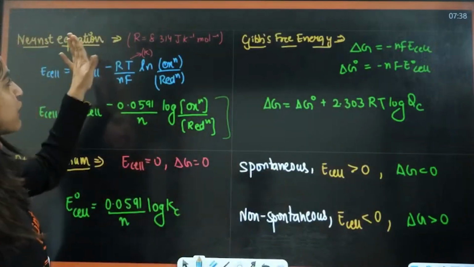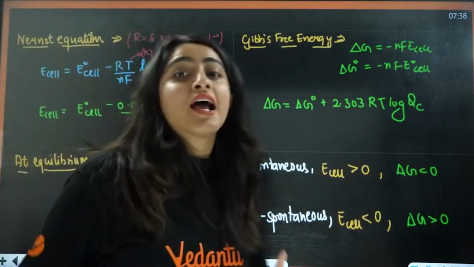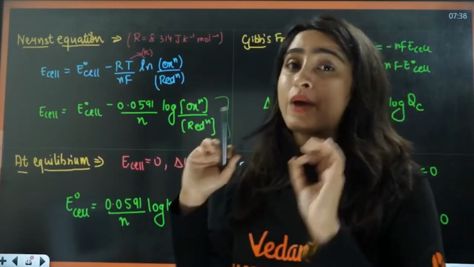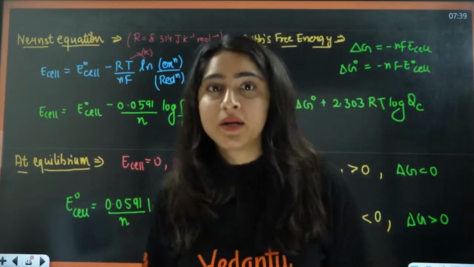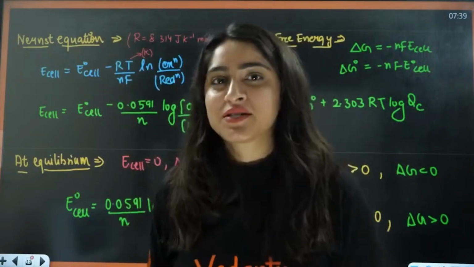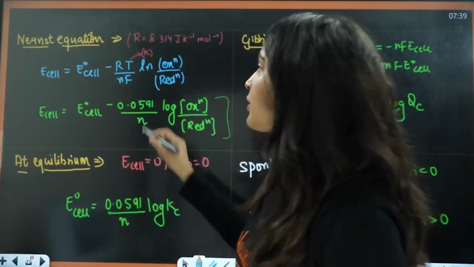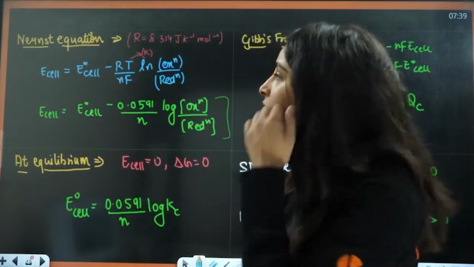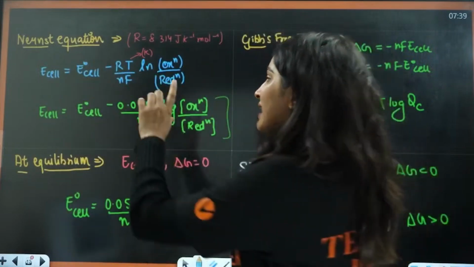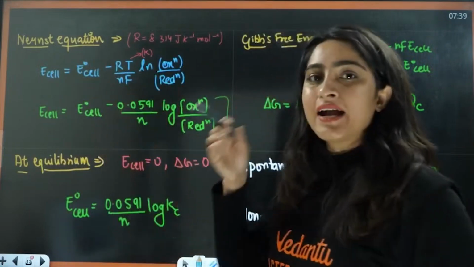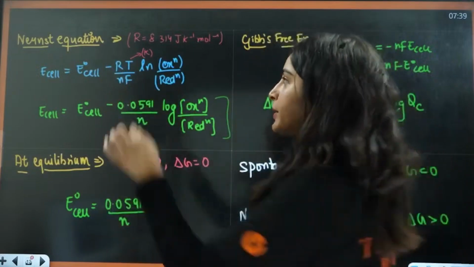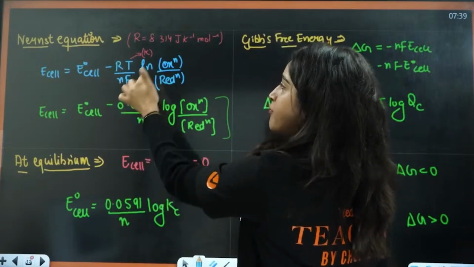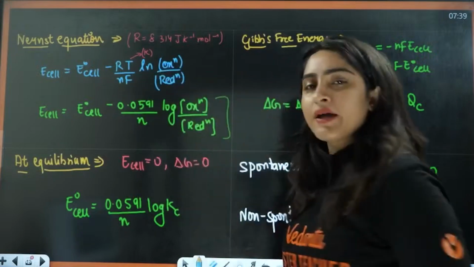Next thing that we have is the Nernst equation. Students, this is very important. They will definitely ask you questions. It's not possible to make a paper where the Nernst equation is not applied. Very important. Now, how do we learn this? This is in natural log, and when we convert to log base 10, there will be 2.303. That will be 2.303 RT by nF log base 10 oxidation by reduction.